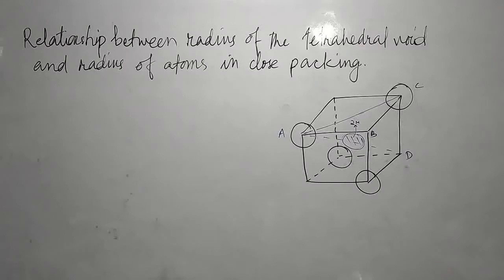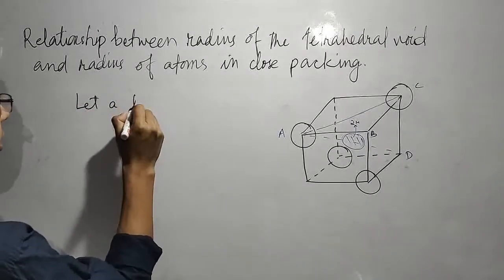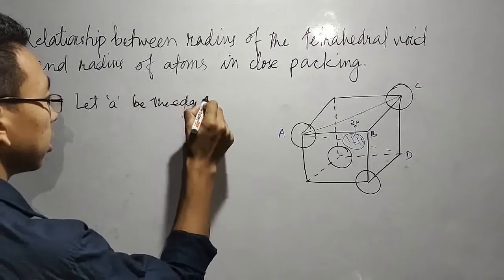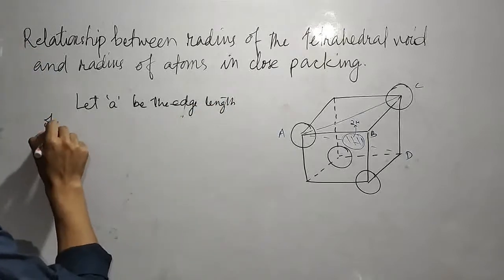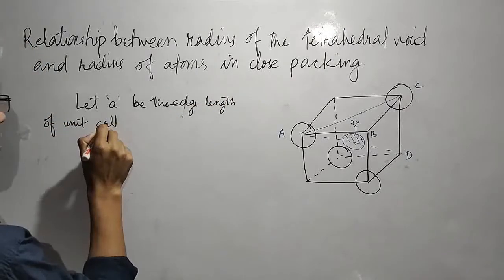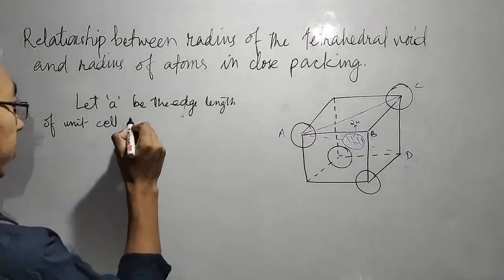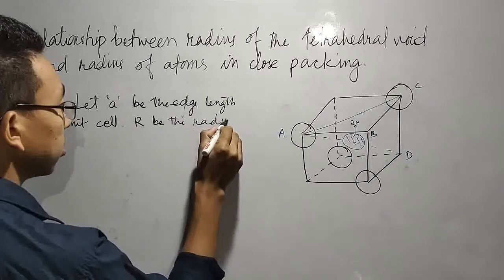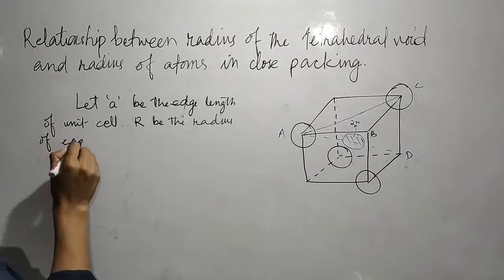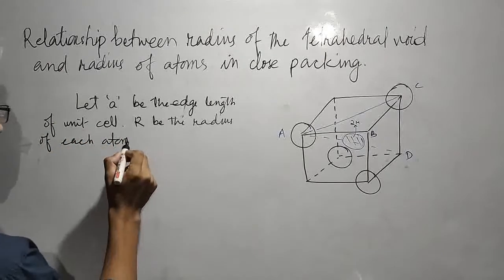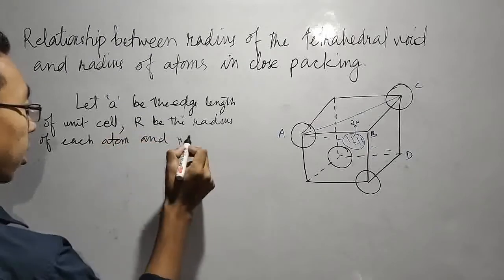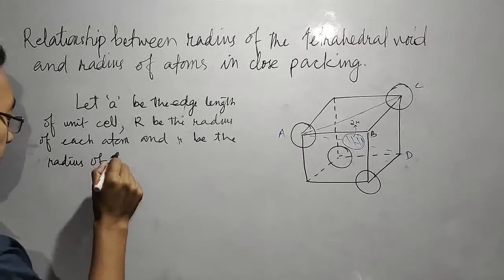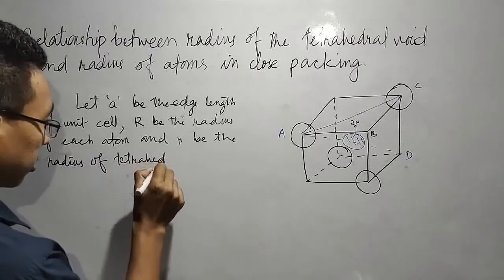We can find it out in relationship with the radius of the sphere or particle. So let a be the edge length of the unit cell, R be the radius of each atom, and r be the radius of the tetrahedral void.